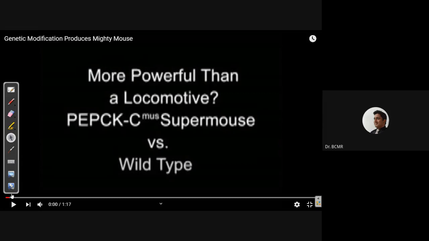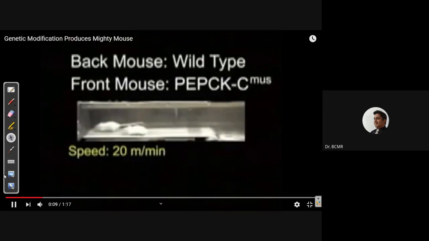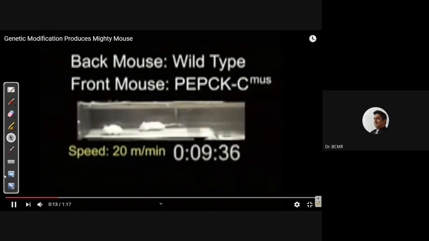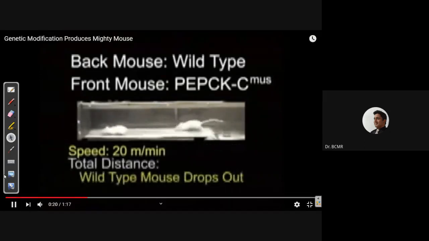So we'll start today's lecture with a small video. I think you have already seen this before, or if not, you may have seen it now. This is about the power of genetic engineering, where you see that the front mouse, the one shown here, is the engineered one, and the one behind, falling back, is the normal one, or the wild type.